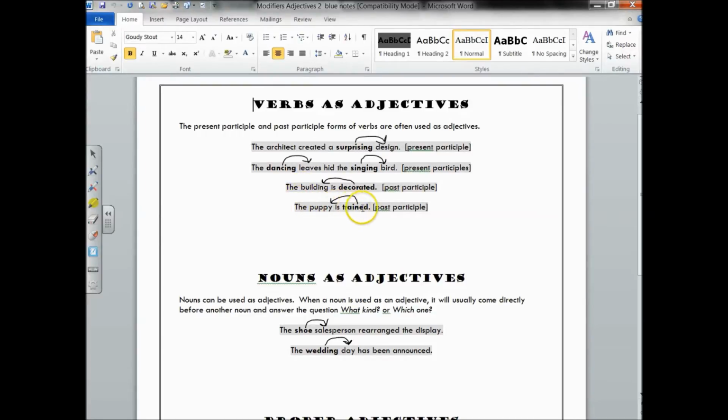The puppy is trained. Again, trained seems like maybe that's a verb here, right? It follows is. However, the puppy is not training. The puppy is not doing the training, is not training someone else or something else. We are describing the puppy as being trained. And we could put this in front of the word puppy, the trained puppy. Okay? So it's an adjective here describing puppy.